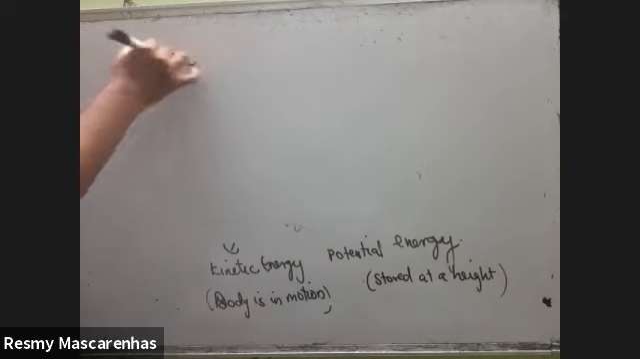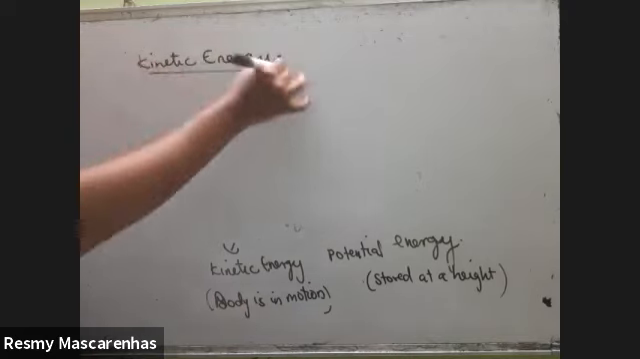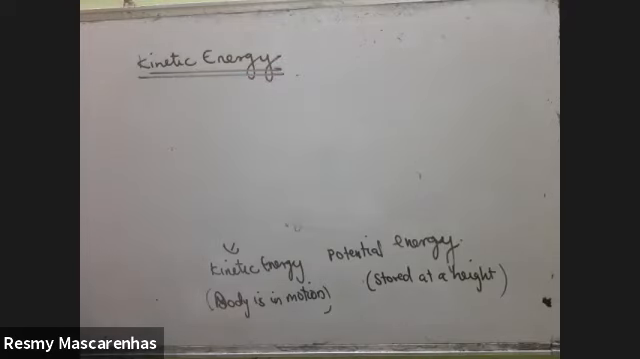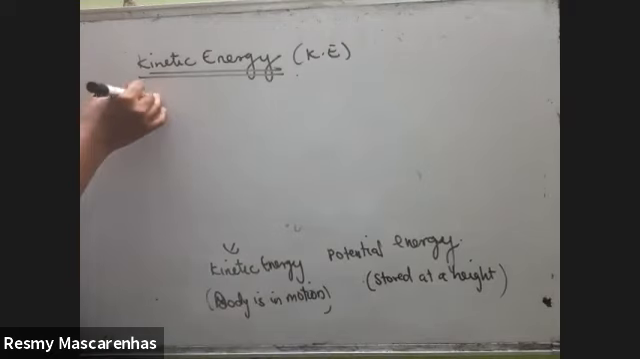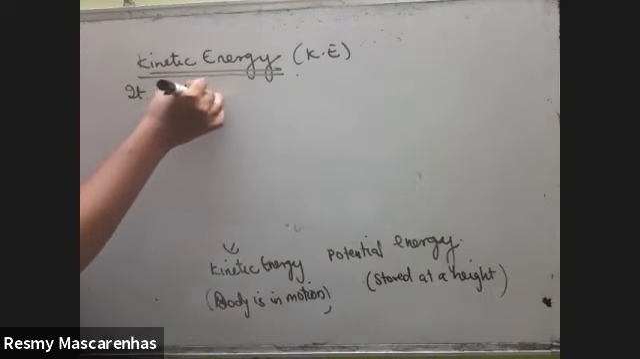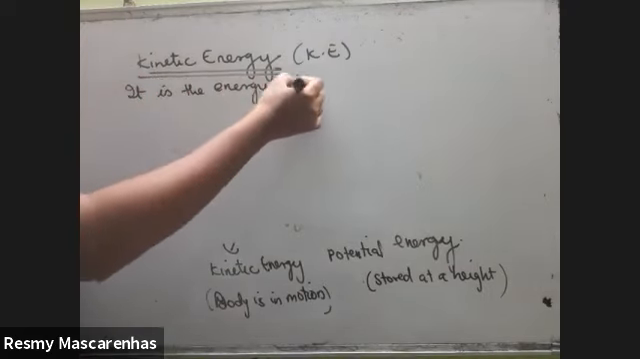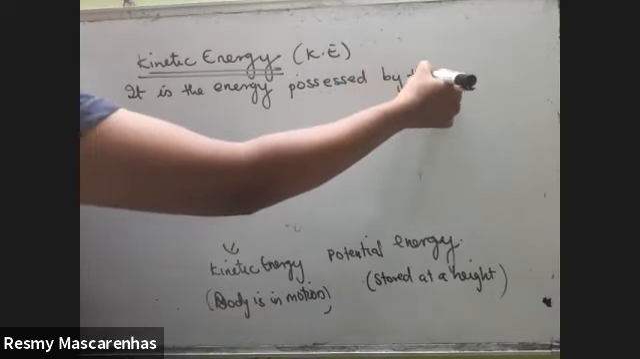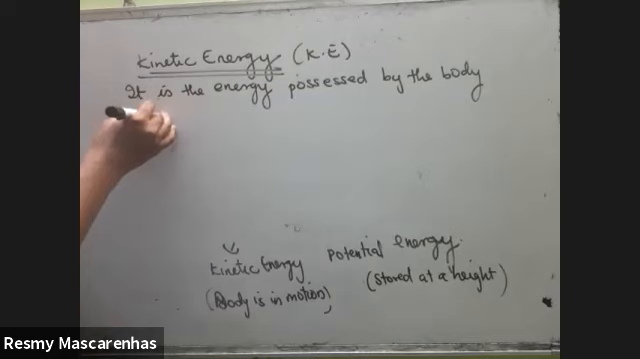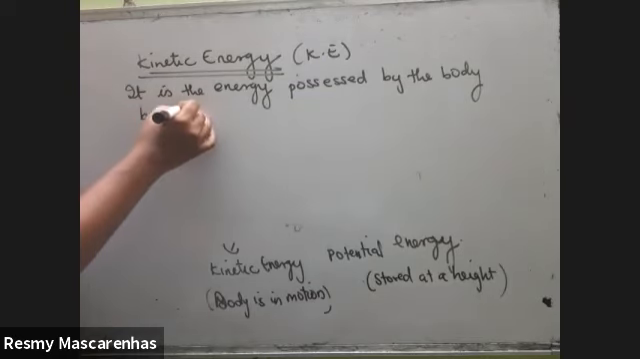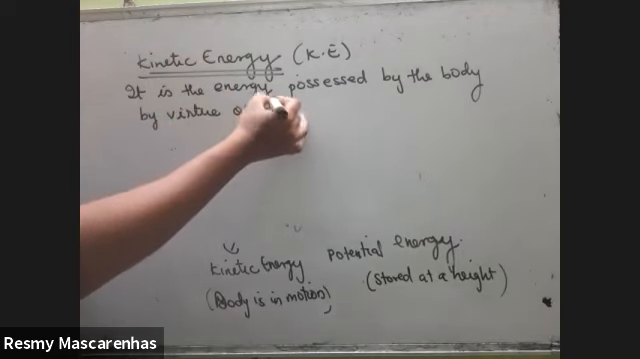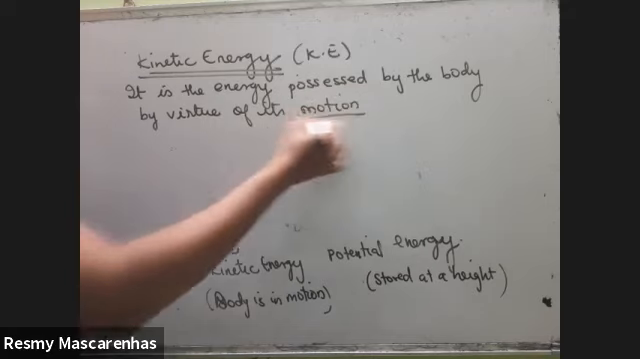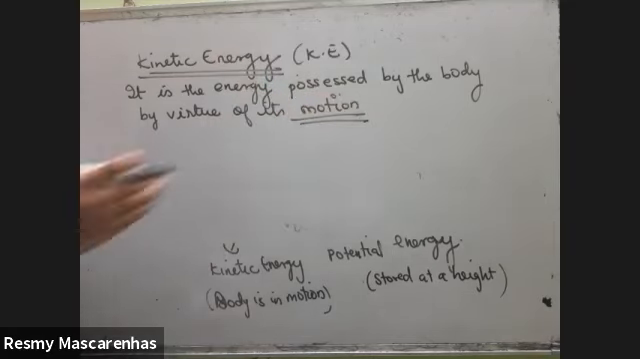First is the kinetic energy. There are many derivations under this. For the definition, it is also indicated as K.E. It is nothing but the energy possessed by the body. Possessed means whatever is there inside the body, by virtue of its motion. Virtue means when actually it's moving. This is important: whatever energy is inside a body when it is moving.